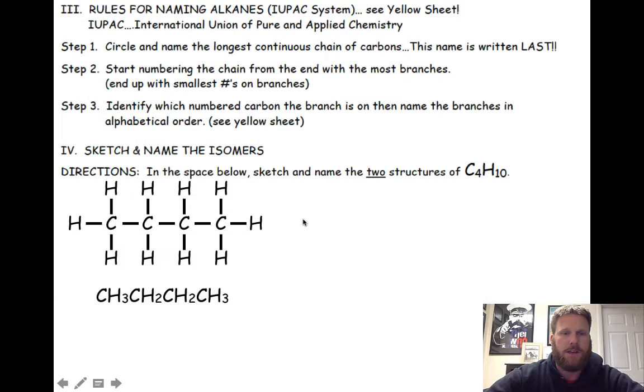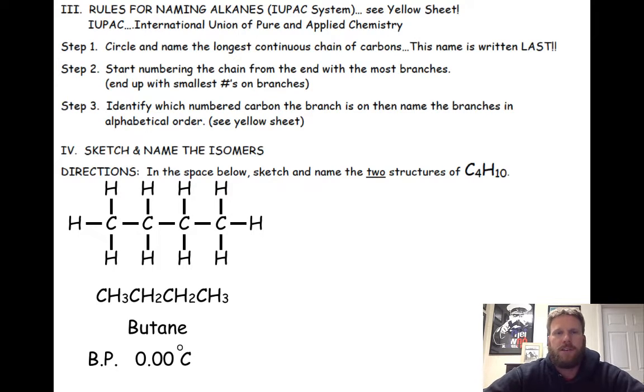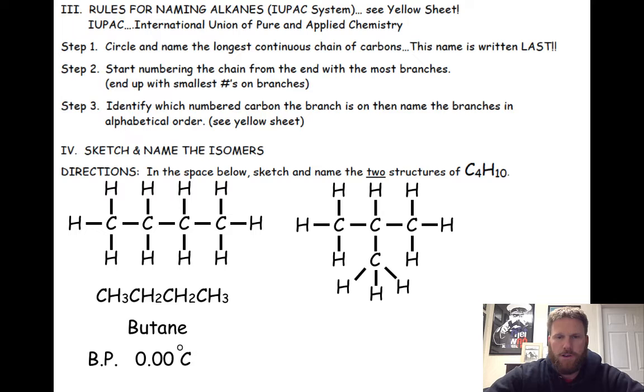So this is butane. If you go to the next step, it says start numbering the chain from the end with the most branches. Well, this molecule doesn't have any branches, so you don't need to do that step. This is simply butane. You're done at step number 1. The other way to draw C4H10 is like this. Notice there are 4 carbons here, and there are also 10 hydrogens if you count them up.